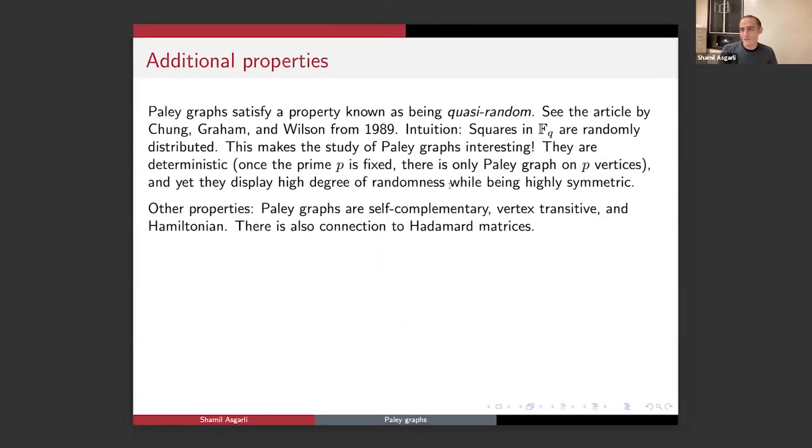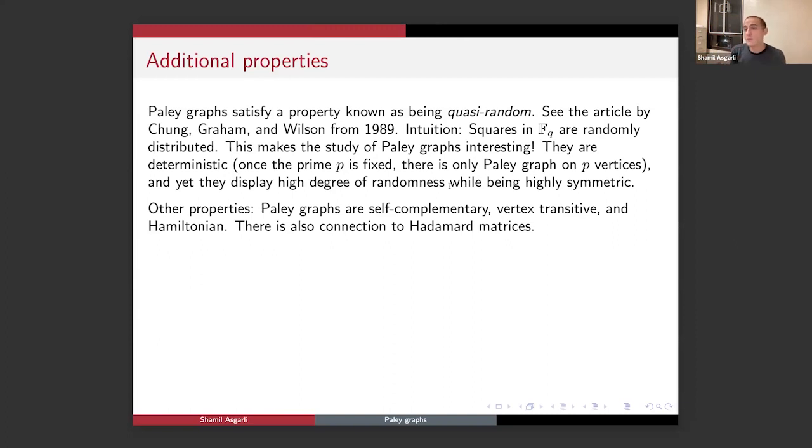And there are some other incredible properties of Paley graphs. I'll just mention a few of them. Paley graphs are known to be self-complementary. What that means is that if you look at the complement of the graph, then that's also isomorphic to the Paley graph. And the complement of the graph is simply the graph that you get when you erase all the edges and put edges where the edges didn't exist. It's vertex transitive. You can map one vertex to another vertex through a graph automorphism. And also they're Hamiltonian. They have Hamiltonian cycles.